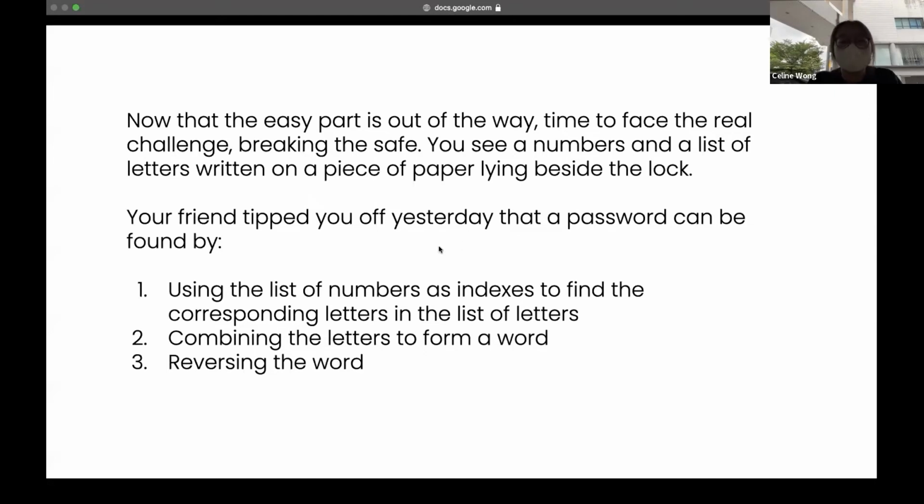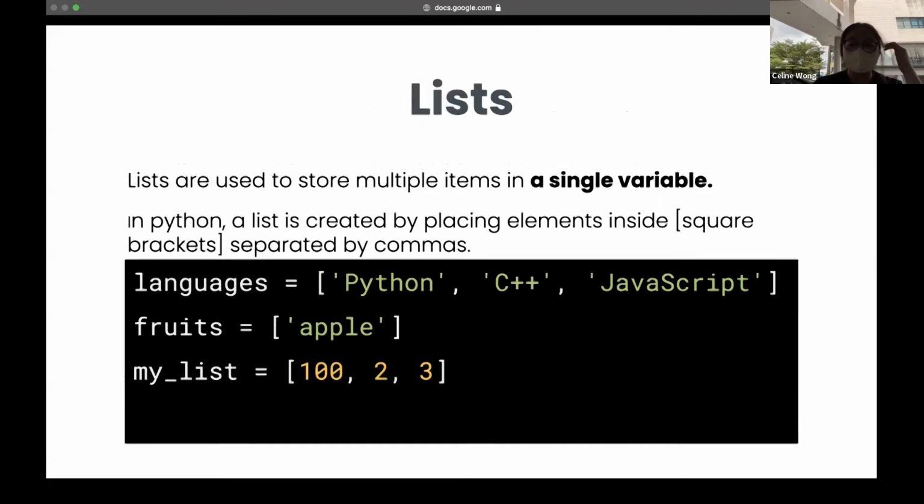Now that the easy part is out of the way, time to face the real challenge, breaking the safe. You see a list of numbers and a list of letters written on a piece of paper lying beside the rock. Your friend tipped you off yesterday that a password can be found by: one, using the list of numbers as indexes to find the corresponding letters in the list of letters; two, combining the letters to form a word and then reversing the word.